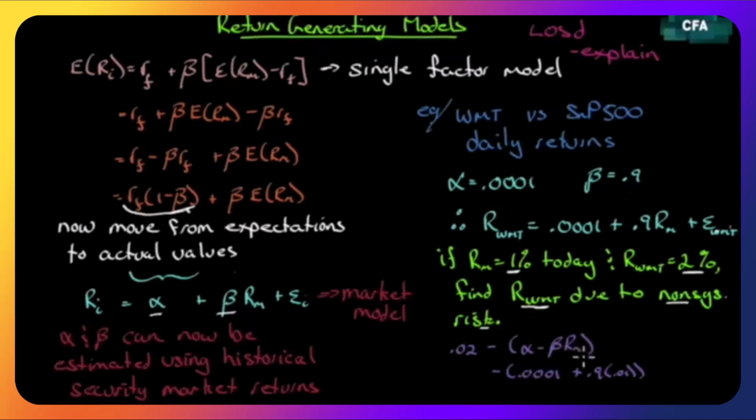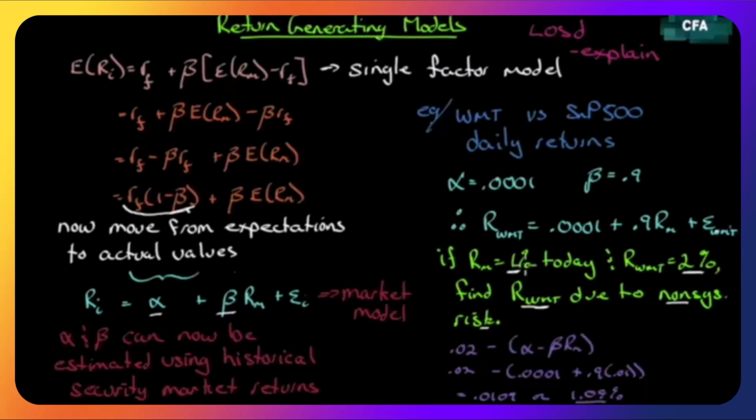So it'll be 0.02 minus this term, which will give us 0.0109 or 1.09%. That is the company-specific return. That is the return that we can say Walmart was able to generate, a 1.09% return today. The market helped it out. But on its own, Walmart was able to do better.